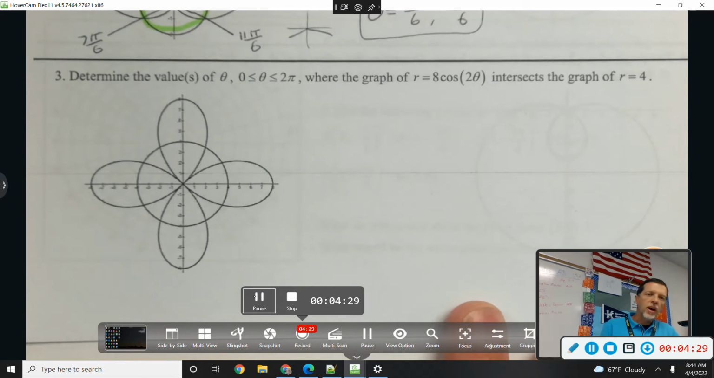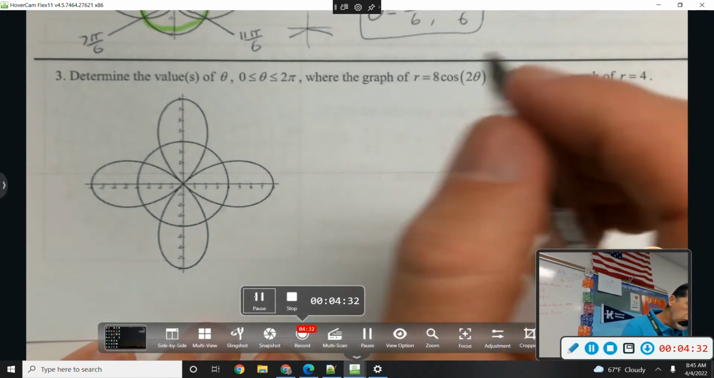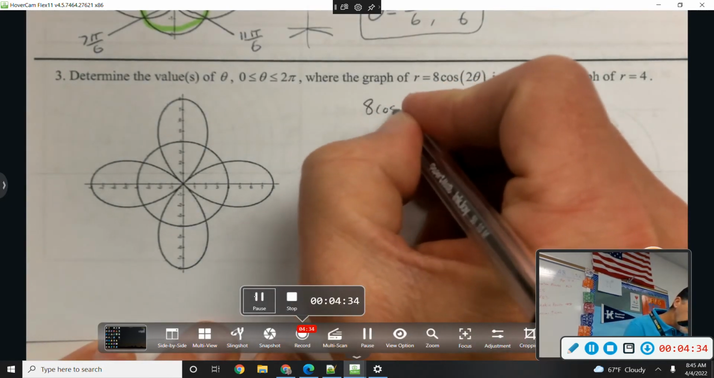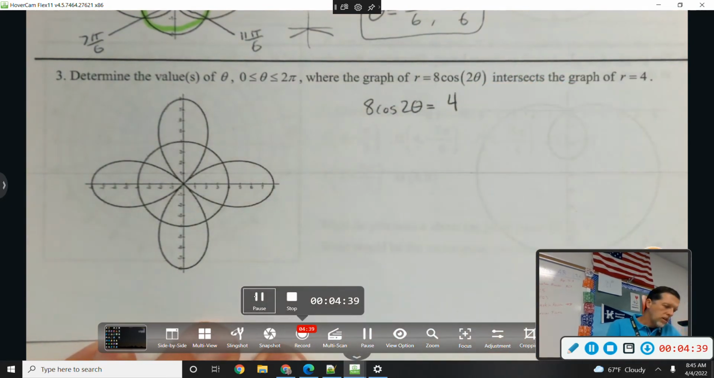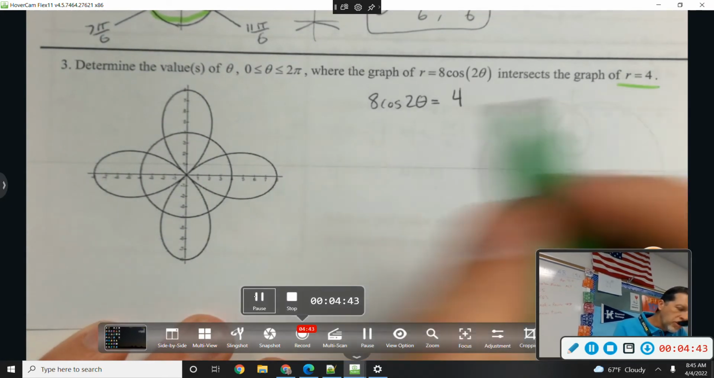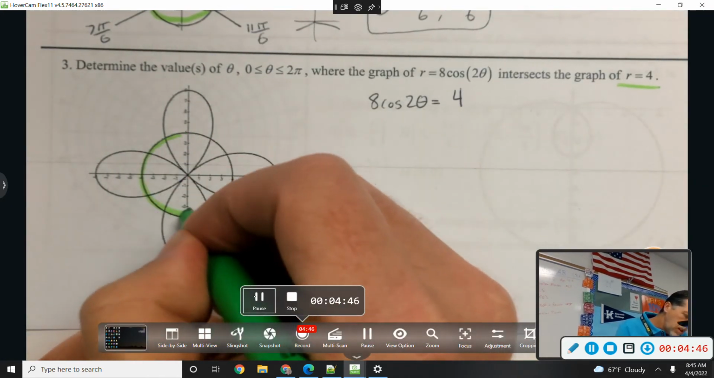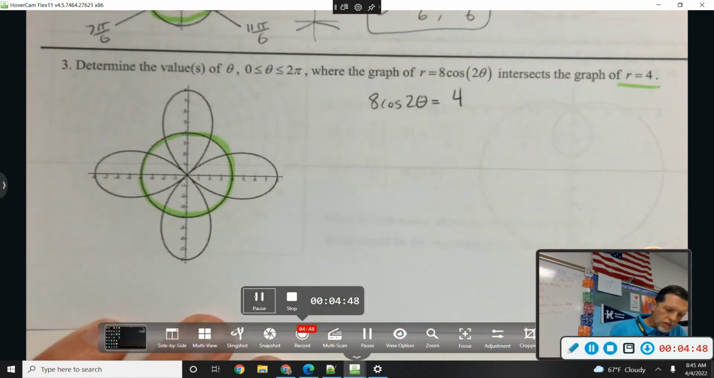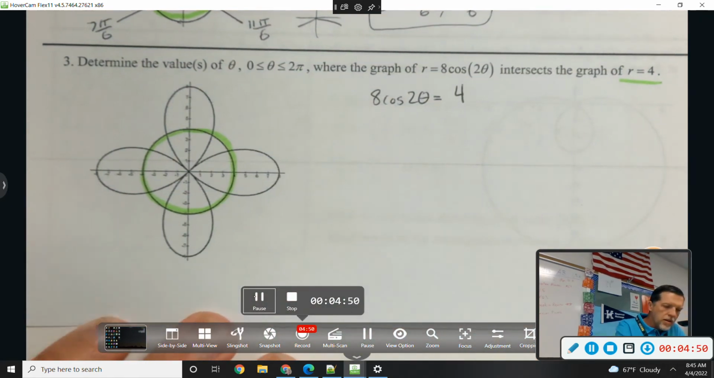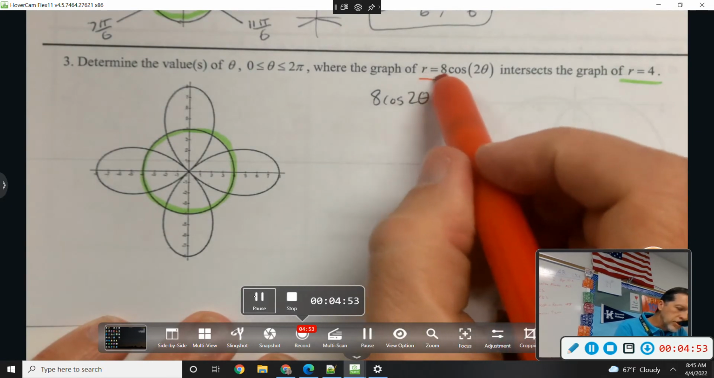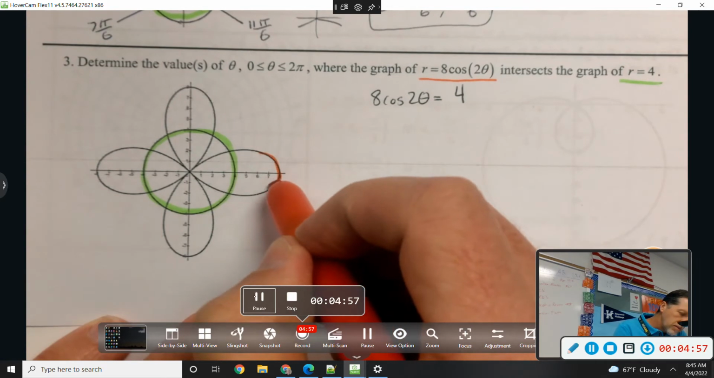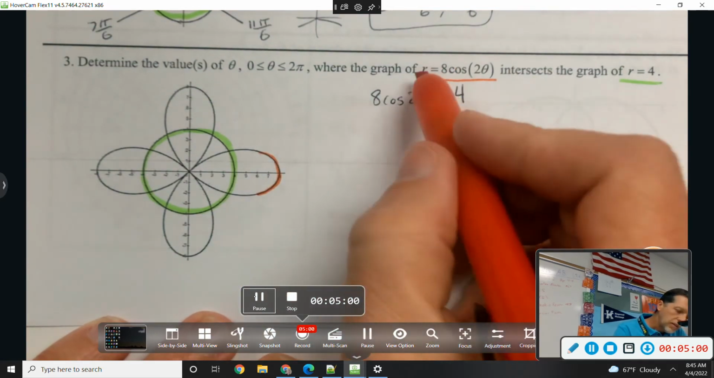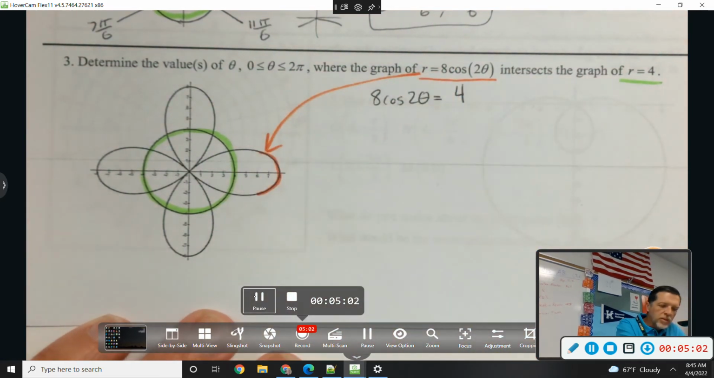Number 3, find the values of theta where those two graphs intersect. 8 cosine 2 theta equals 4. Again, you can look at the picture. Maybe we look at the picture ahead of time even. There's the circle r equals 4. And we got a rose with 4 petals. I'm not going to highlight the whole thing, but the rose with 4 petals.